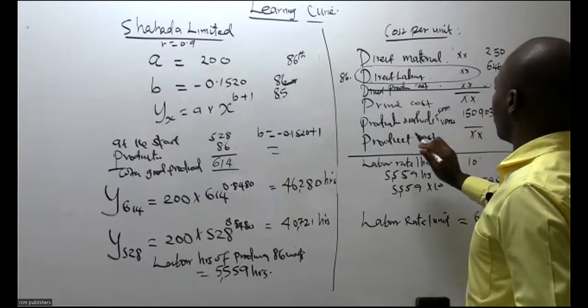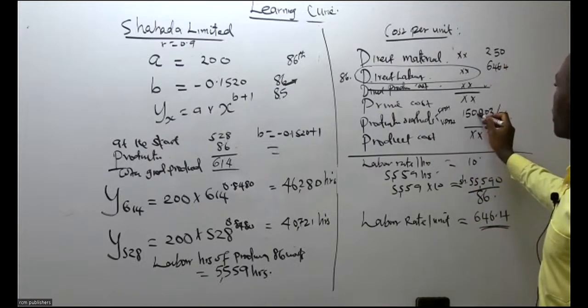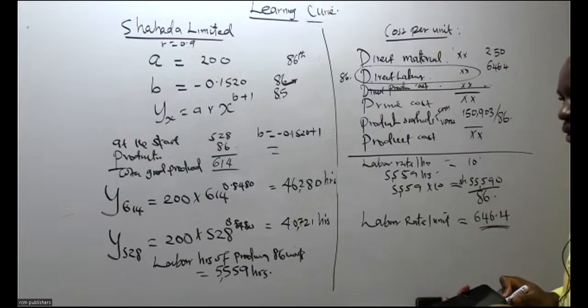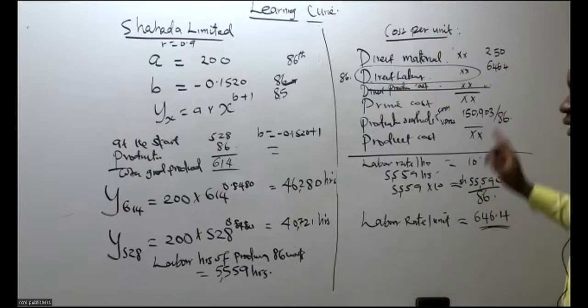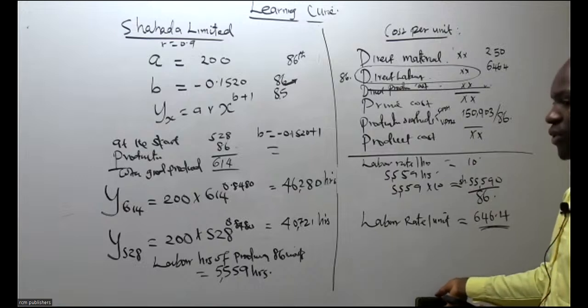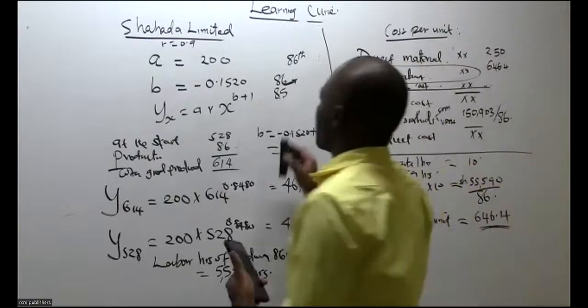How about this, you are to give me this: 15903 divided by 86. 15903 divided by 86, for us to get production overheads. Tutakuwa na ngapi?